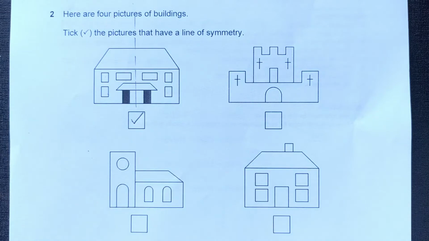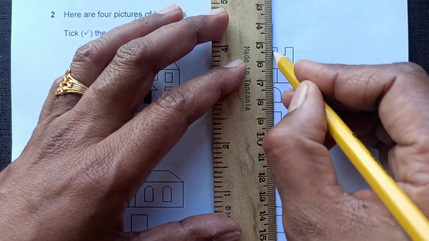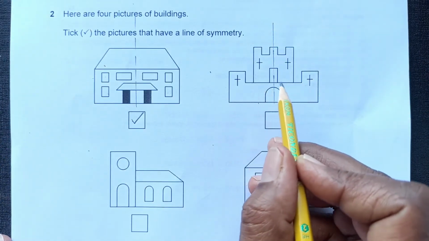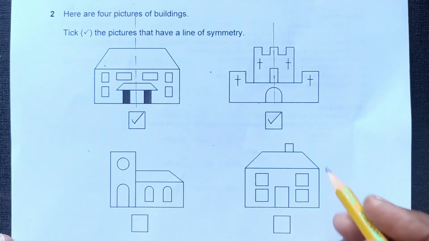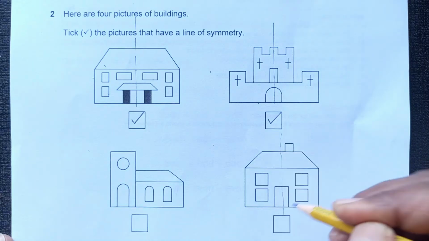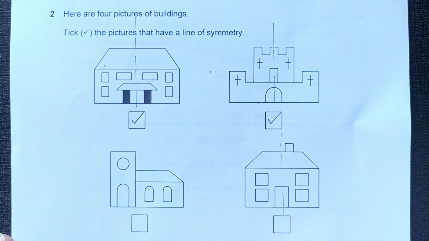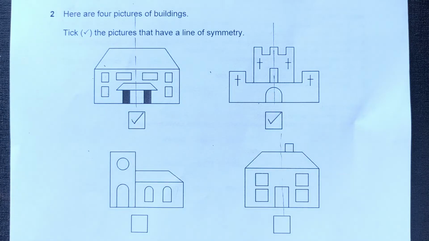So the first one is yes, and the second one also we can draw a line in the middle. You just need to have a rough line to get an idea. So again we have the same thing on both sides. So yes it is, but here if you draw in the middle, we have this rectangular shape here, we don't have this here. So this is not. Again if we draw a line here like this, this part is symmetrical, but we have this here which is not on the other side. So we cannot tick that one. So these are the 2 diagrams that have a line of symmetry.